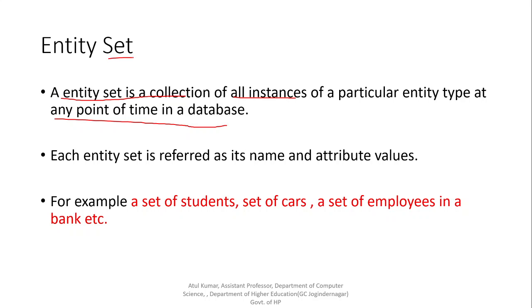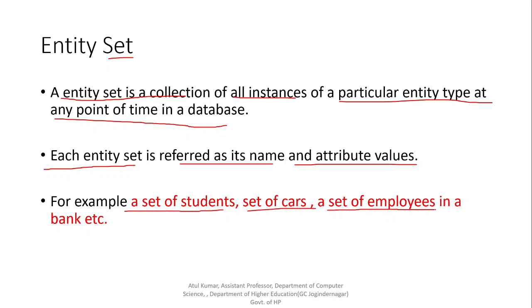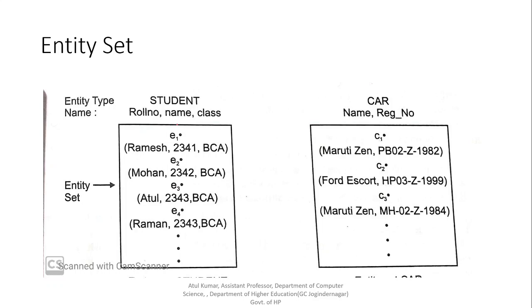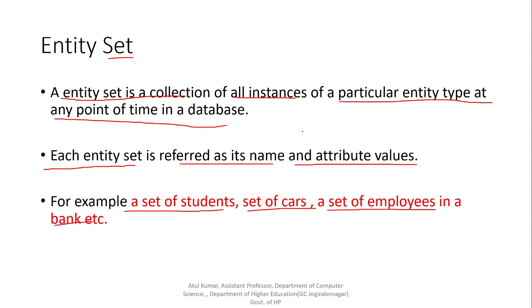So we know what a set is. A set is a collection of elements. So an entity set is a collection of all the instances of a particular entity type. Each entity set is referred to by its name and attribute values. For example, we have a set of students, a set of cars, a set of employees in a bank. So this one is an entity set.